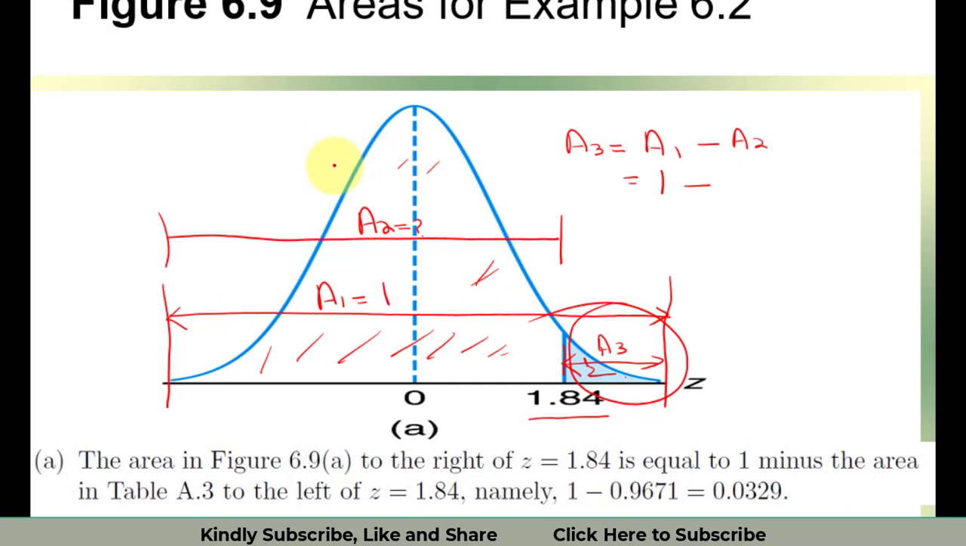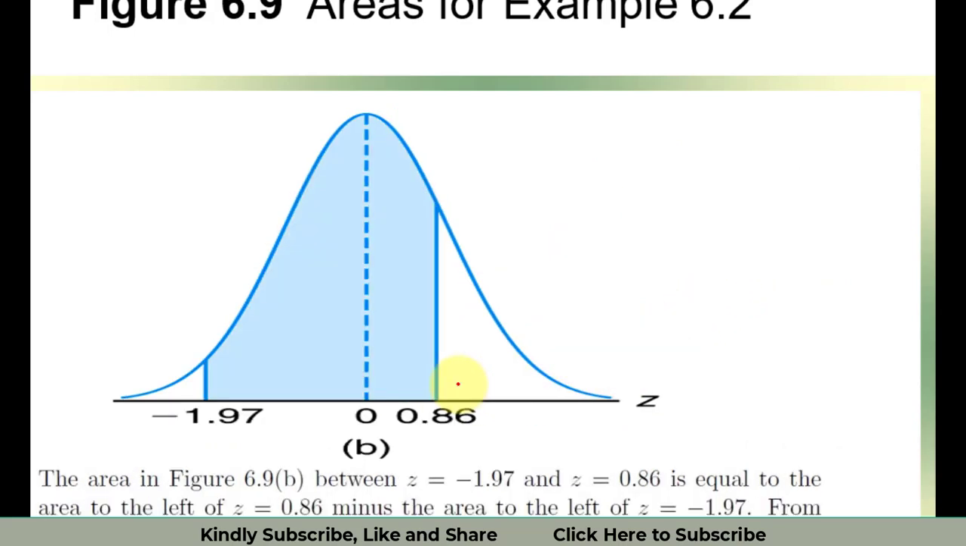So from the table, we have got the value 0.9671. We will subtract this value from 1 and we got 0.0329. So this is the way we have calculated the probability that we get a value with a z score equal to 1.84. The probability is 0.0329. So this was the method of how we can calculate. Now we will go towards the next example.